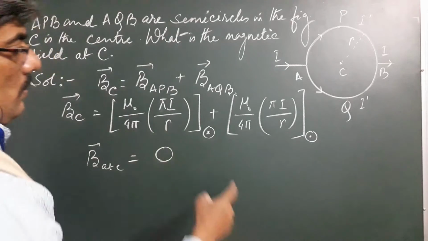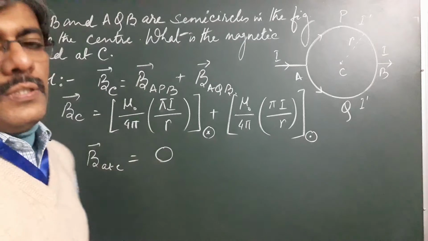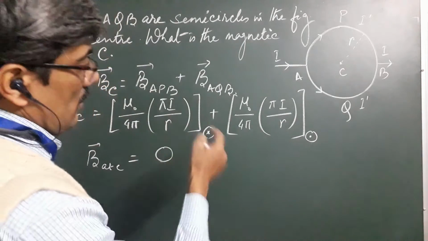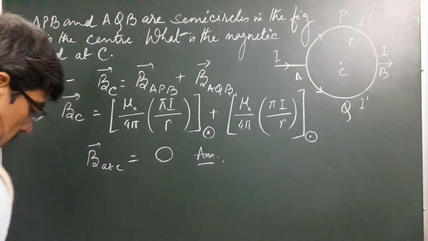It is 0, just because of the difference in direction, that is, opposite direction. The magnitude remains same. This is the answer.